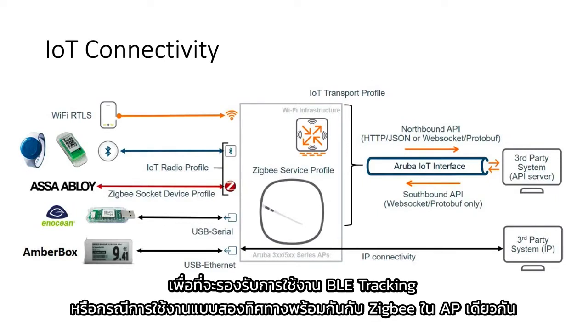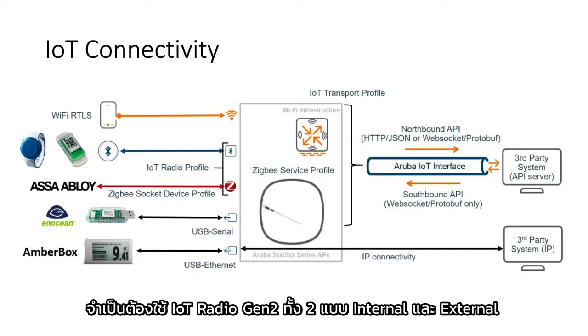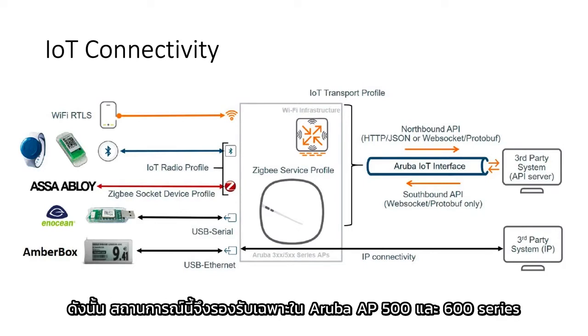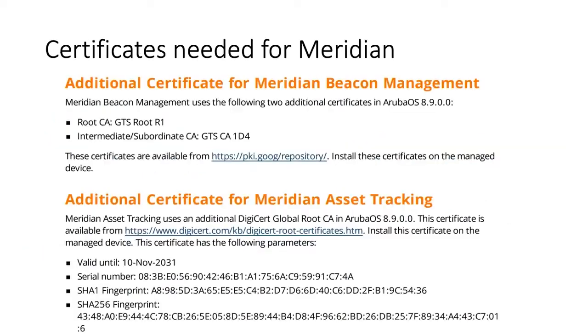In order to support BLE tracking or bidirectional use cases concurrently to ZigBee on the same AP, the two IoT radios Gen 2, one internal and one external, are required. The external radio should be used as ZigBee radio in this case. Therefore, this scenario is currently only supported on the Aruba 500 and 600 series APs.